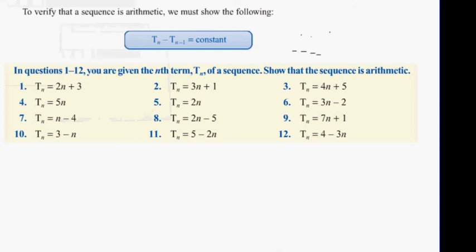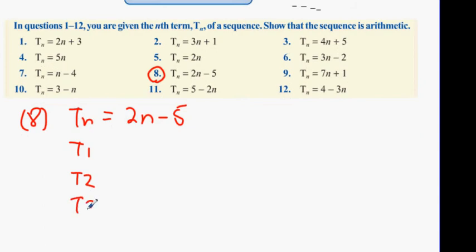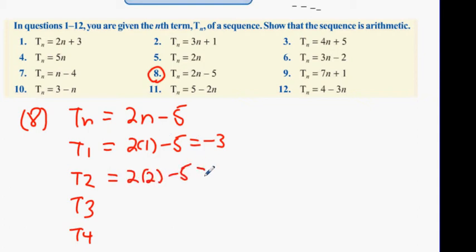If I take question 8 as an example, and I say Tn is 2n minus 5, we do what we did in the very first exercise. We find out what T1, T2, T3 and T4 are. T1 is 2 times 1 minus 5, which is minus 3. T2 is 2 times 2 minus 5, which is minus 1. T3 is 2 times 3 minus 5, which equals 1. And then T4 will be 3.